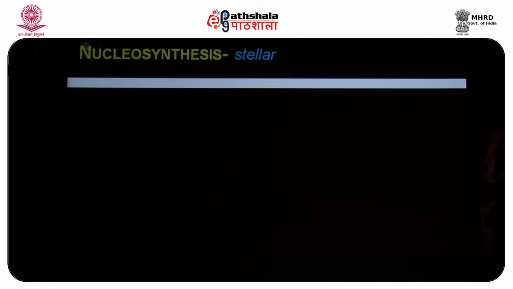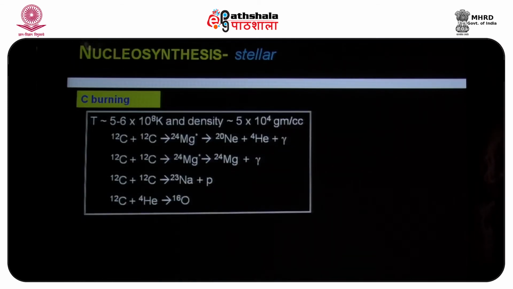So, the next process that operates is carbon burning. When the temperature is about 5 to 6 times 10 to the power 8 K and density is about 5 to 10 to the power 4 gram per cc, carbon starts burning. 2 carbon fuse to form either magnesium or neon. In fact, neon is the major product of this carbon burning process.